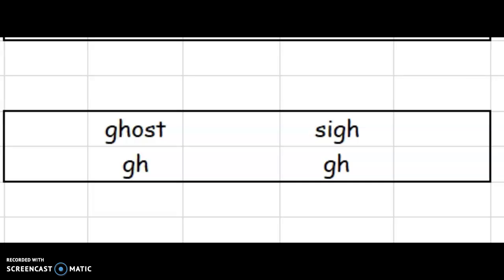GH says G as in ghost, but it also is silent in sigh. Let's look at some silent GH words first.